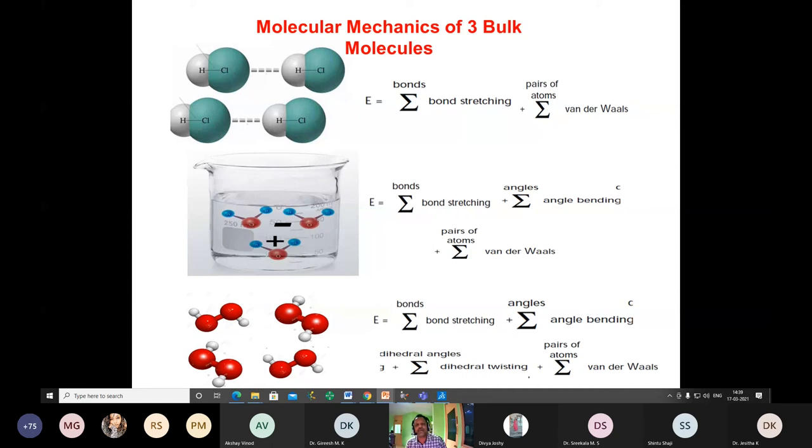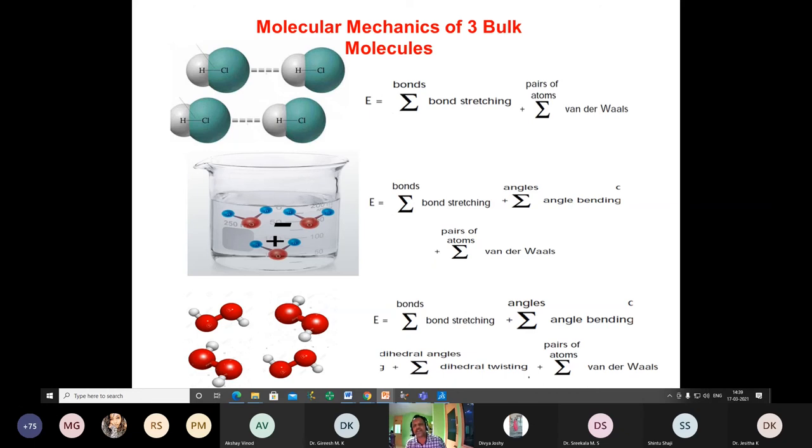I just introduced two types of interactions here. One is bond stretching interaction. Bond stretching means there is a bond between a hydrogen and a chlorine atom, so the energy associated with the bond stretching is involved here. And the other is non-bonding interactions, because between two HCl molecules there are non-bonding or van der Waals interactions. So we have to calculate the energy associated with all these van der Waals or non-bonding interactions.